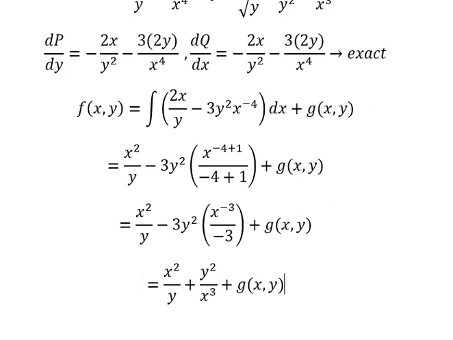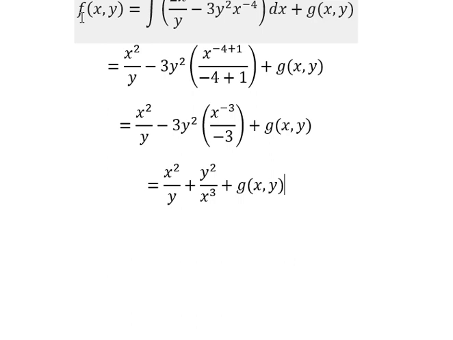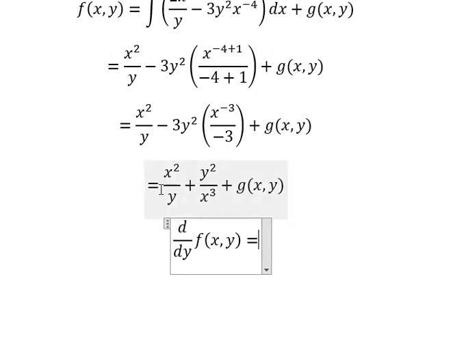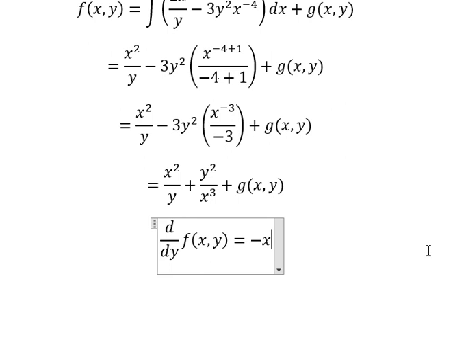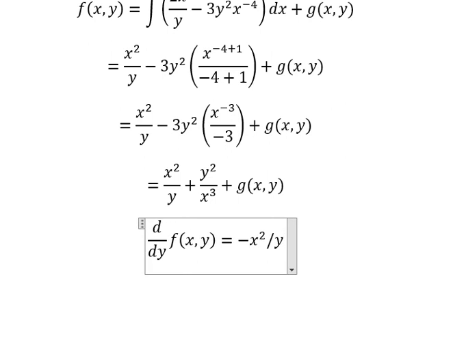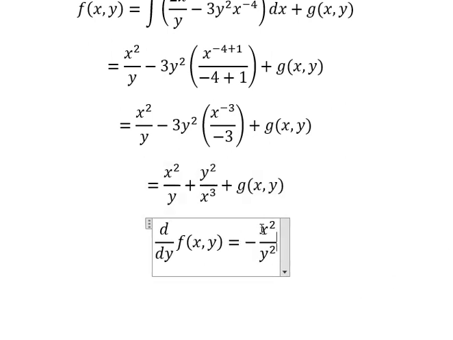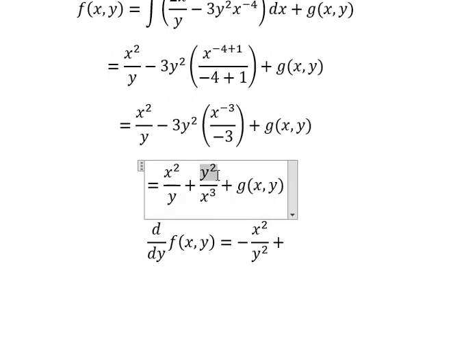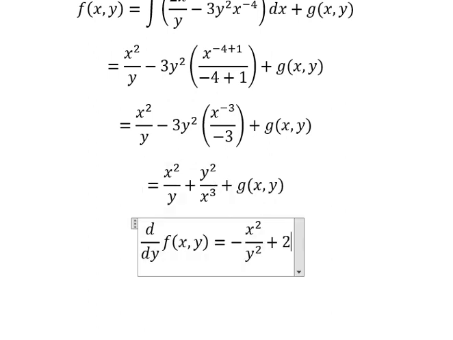Next, we need to do first the derivative of f with respect to y. And we have like this. This one we have negative s squared over y squared. This one, that is about 2y.